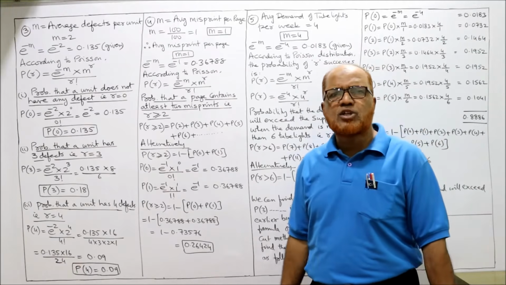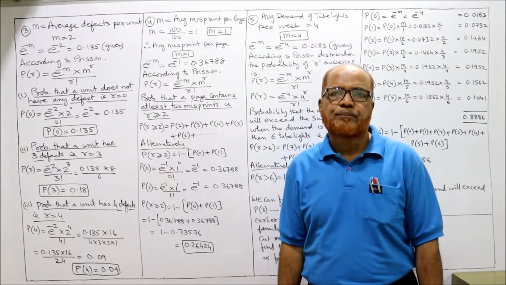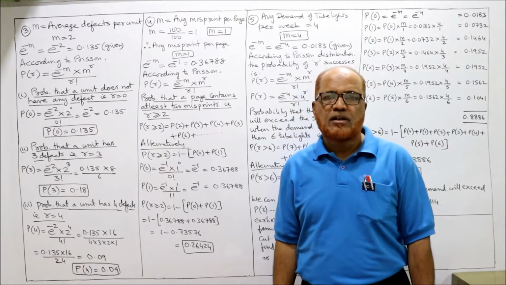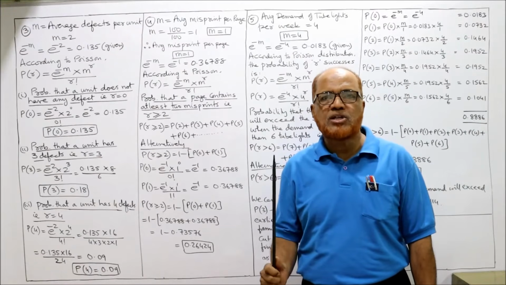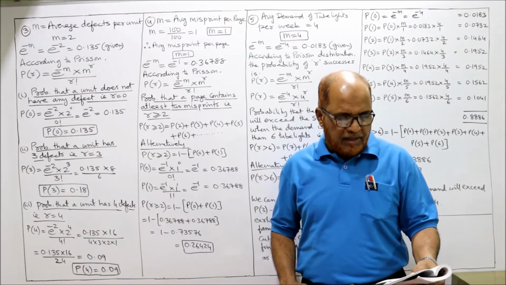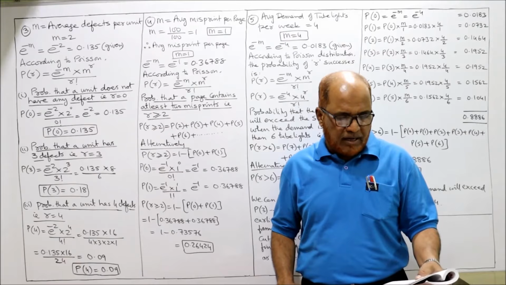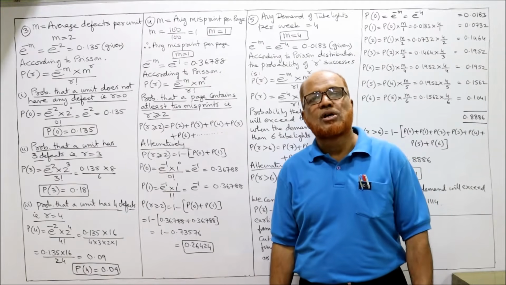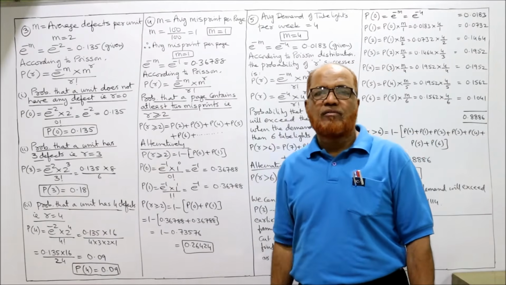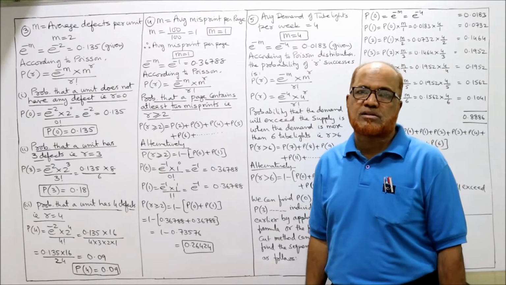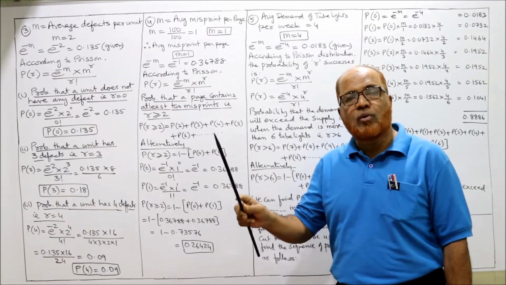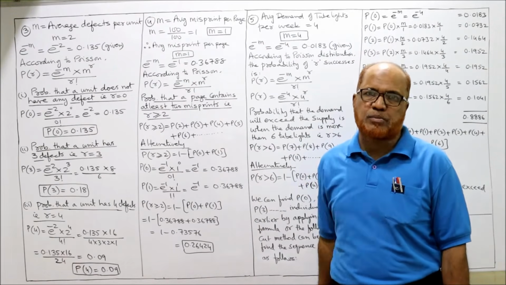So we can say the average misprint per page is 1, because there are 100 misprints and 100 pages, so on average you will get 1 misprint per page. So find the probability that a page observed at random contains at least 2 misprints. What is the probability that a page randomly chosen will have at least 2 misprints? At least 2 means minimum 2: 2, 3, 4, 5, 6, 7, 8, any number of misprints.